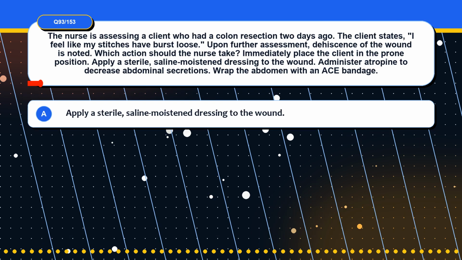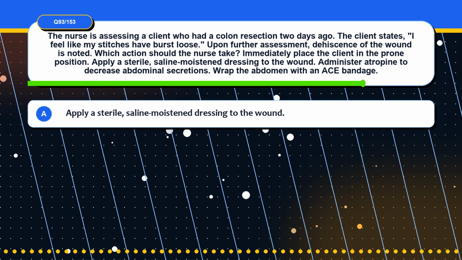Question 93. The nurse is assessing a client who had a colon resection 2 days ago. The client states, "I feel like my stitches have burst loose." Upon further assessment, dehiscence of the wound is noted. Which action should the nurse take? Immediately place the client in the prone position. Apply a sterile, saline moistened dressing to the wound. Administer atropine to decrease abdominal secretions. Wrap the abdomen with an AC bandage.